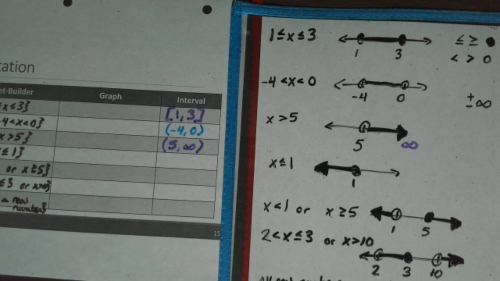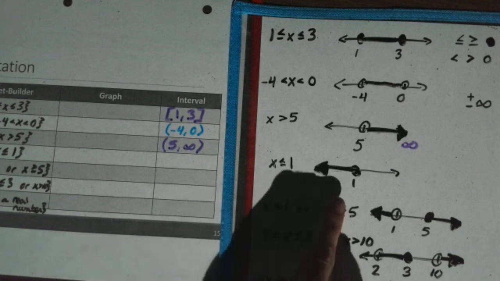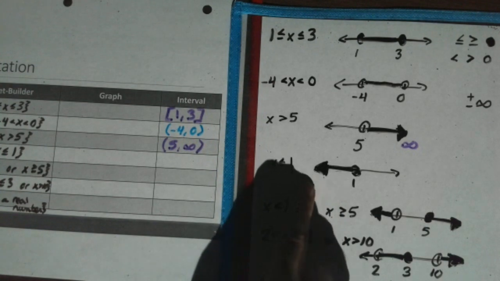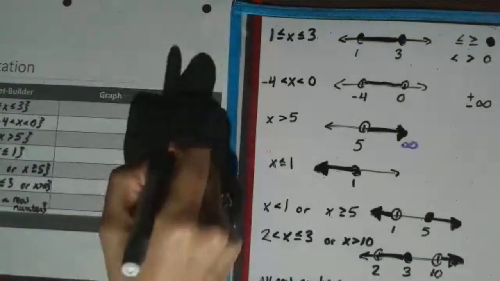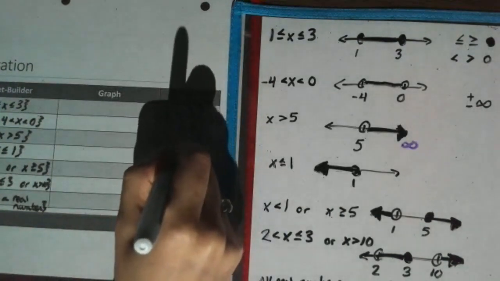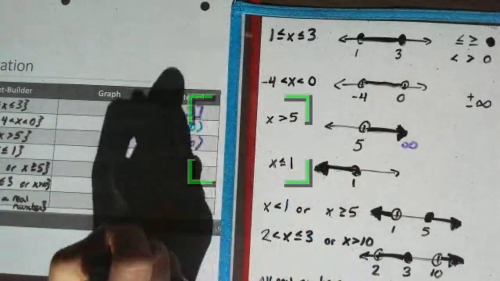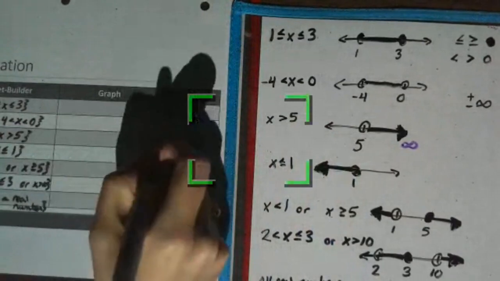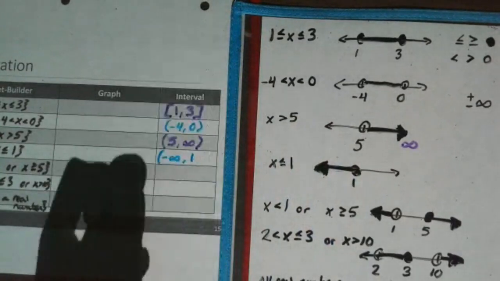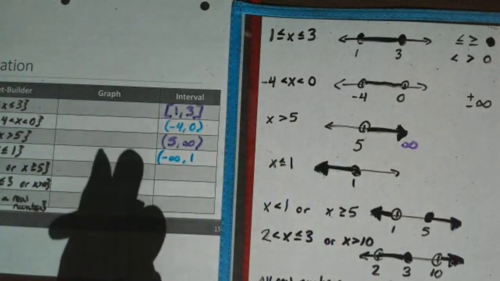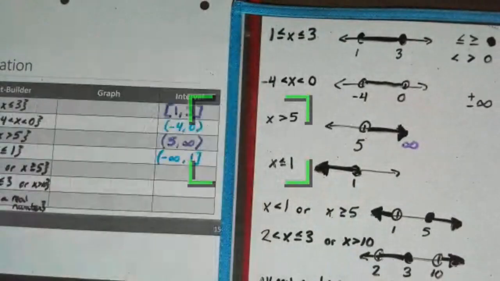Next up, we have x is less than or equal to 1. So it looks like on the left side, since we're going forever to the left, that'll be our negative infinity. And on the right-hand side, we have 1. Because it's a negative infinity and we can't equal it, we'll have parentheses. On the right-hand side, we have a closed circle at 1, so that will be a square bracket.